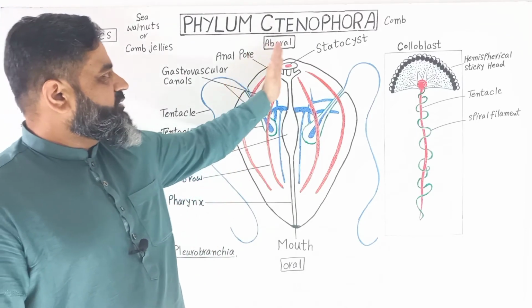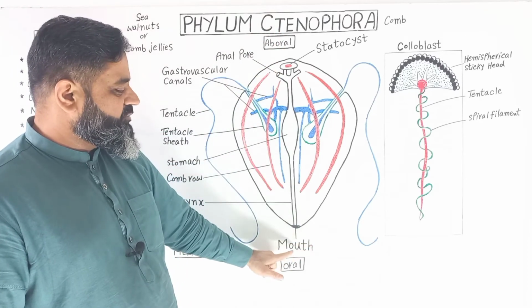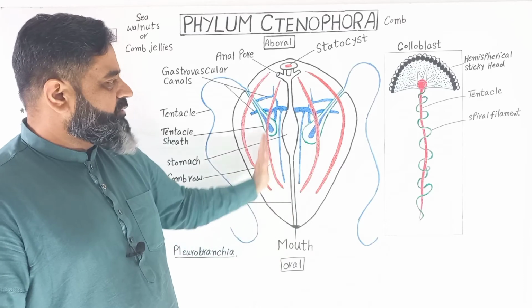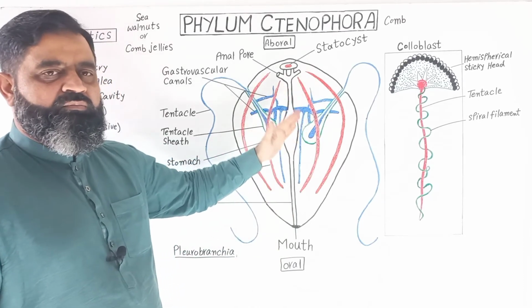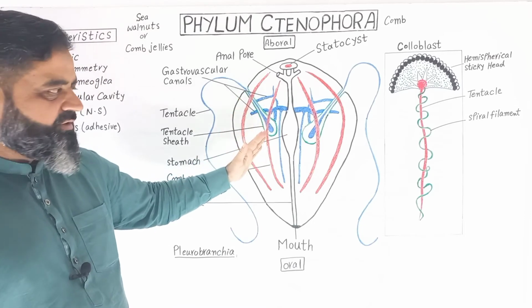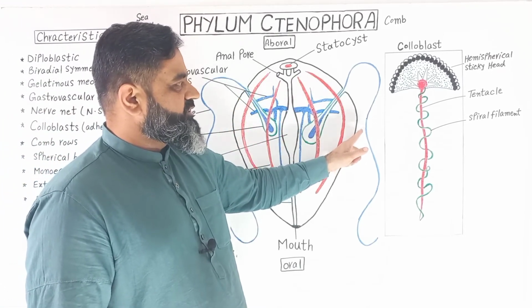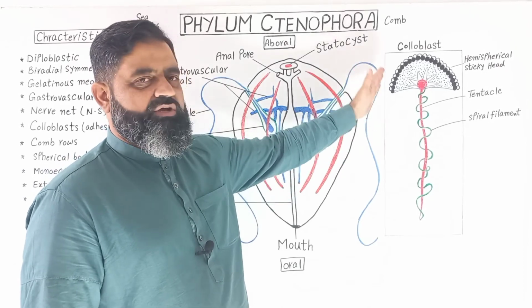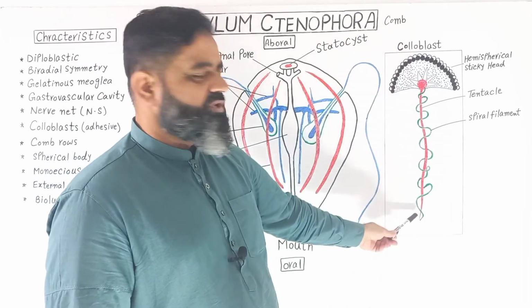Now if we look at this animal, this is the aboral surface of the body and this is the oral surface of the body where the mouth is present, and on both sides there are tentacles which help in the movement of the animal. On the surface of the tentacles there are specialized cells known as colloblasts. Colloblasts are adhesive cells just like this one, as you can see in this diagram.